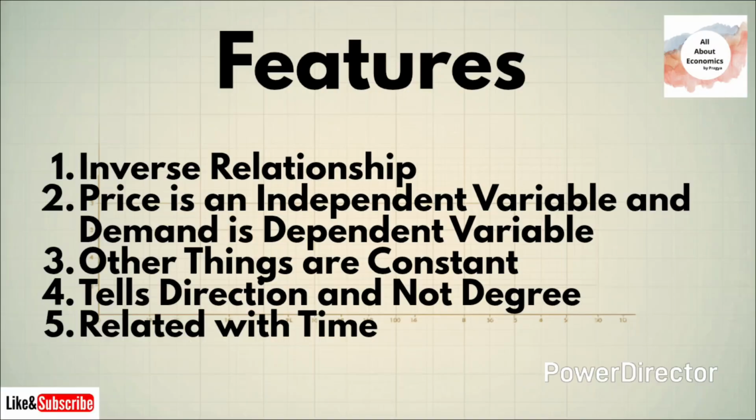Next one is that it tells direction and not degree of change. So in the law of demand, we are already talking about when price is increasing, quantity demanded is decreasing. But what is the proportion? What is the degree? What is the percentage? If the price is increasing by 50%, the quantity demanded is decreasing by 50% or 30% or 100%. We are not covering that thing. We are only telling that if the price is increasing, quantity demanded is decreasing. So it is telling the direction and not the degree.